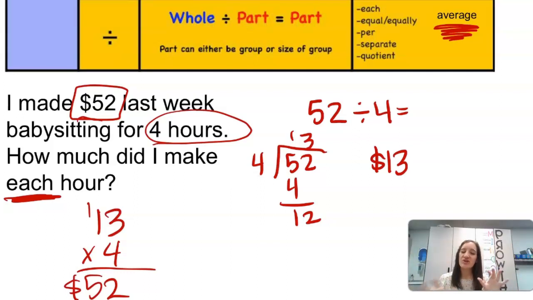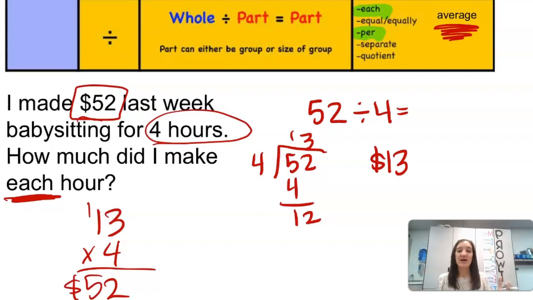So when you're trying to decide between multiplication and division, it is very easy to be tricked because you'll often see the word each or per in both questions. So you're like, well, it says each, but that could be division or it could be multiplication.